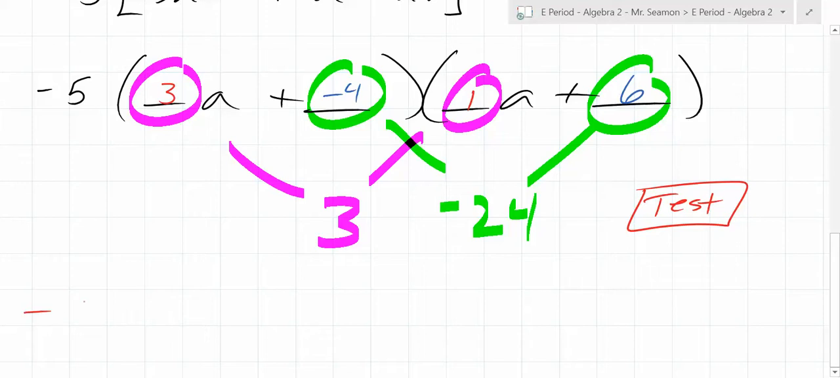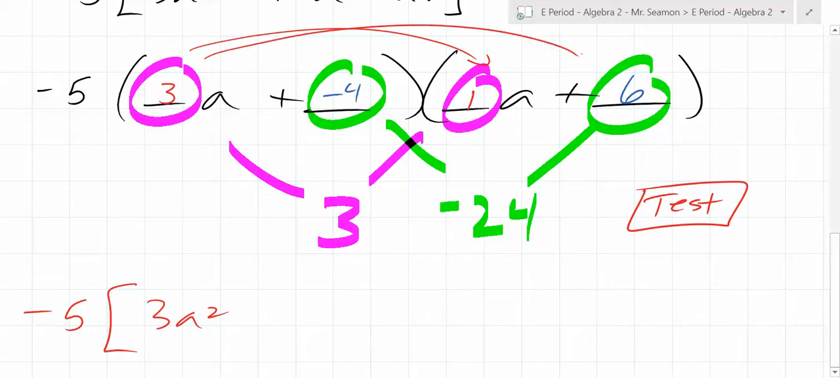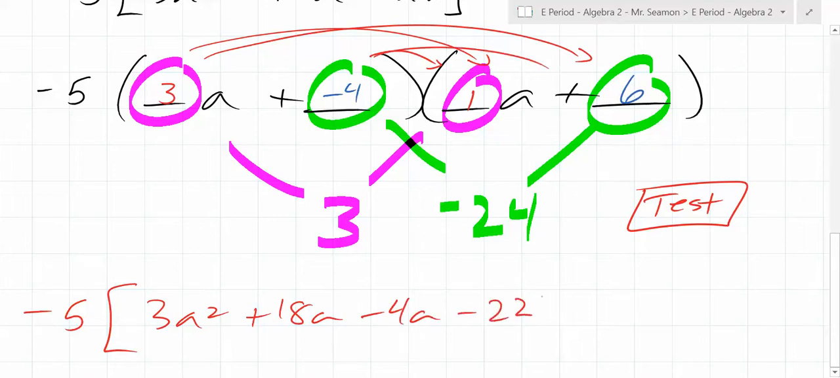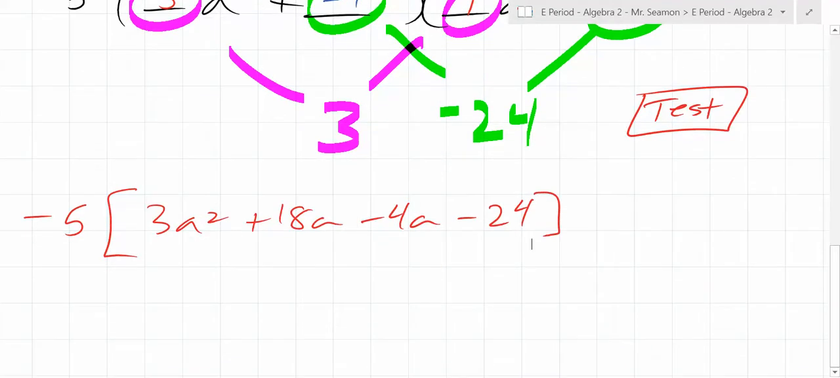So you have this negative 5 out front. What's 3a times 1a? 3a squared. What's 3a times 6? 18a. And then you get negative 4a. And then you get negative 24. Not 22, negative 24. So does it work? Yes. You get negative 5 and you end up with 3a squared plus 14a minus 24.